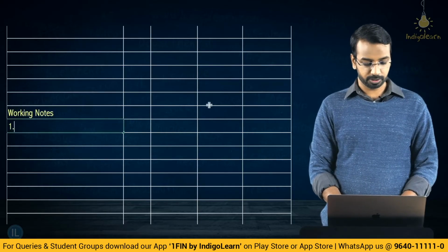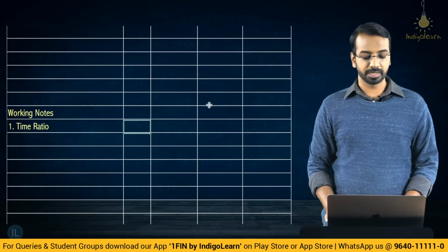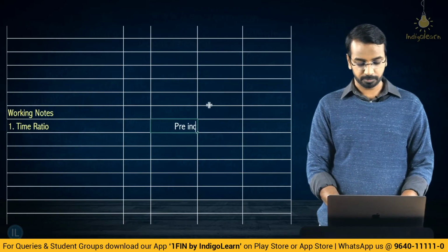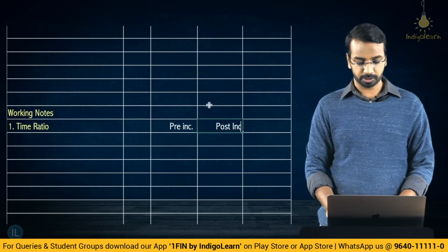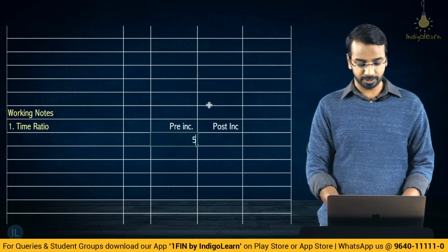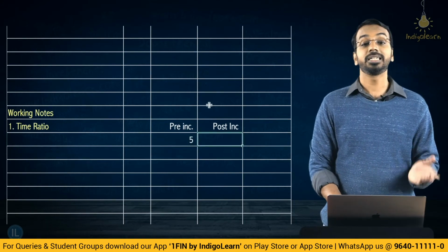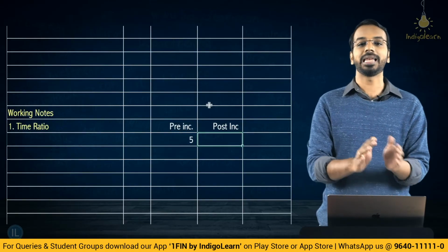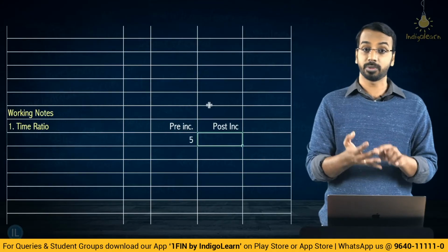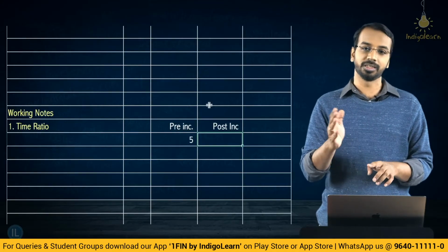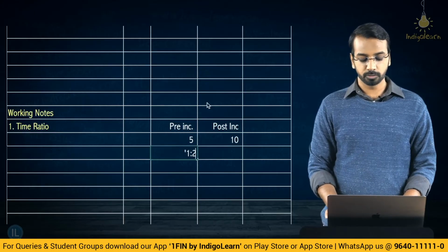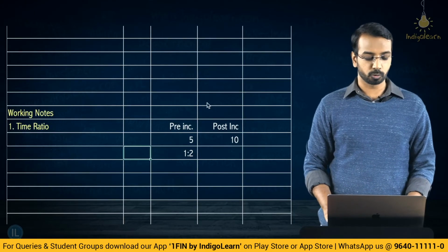What is the first one? Time ratio. Now, time ratio is pretty simple. How much is the pre-incorporation period and how much is the post-incorporation period? How much is pre-incorporation? From January till 31st of May, only 5 months. So, 5 here, and after that till 31st of March of 21, the balance 10 months. If you are getting confused, you can count June, July, August, September, October, November, December, 7 months in that, and January, February, March, 3 months in the next period, you have 10. So, your ratio will be 1:2. The ratio will be 1:2. So, this is the time ratio.